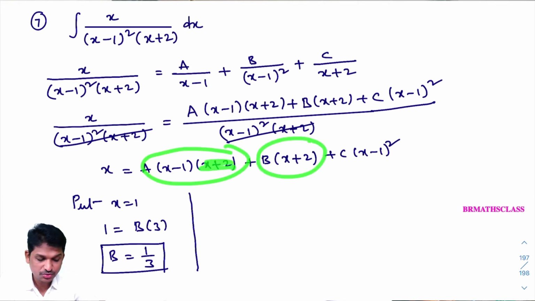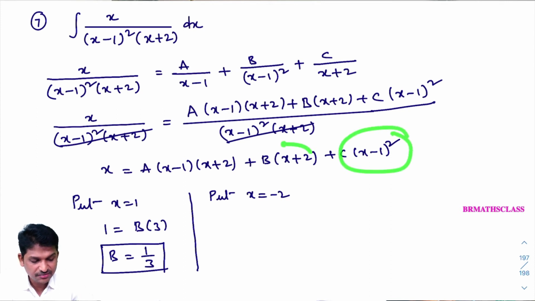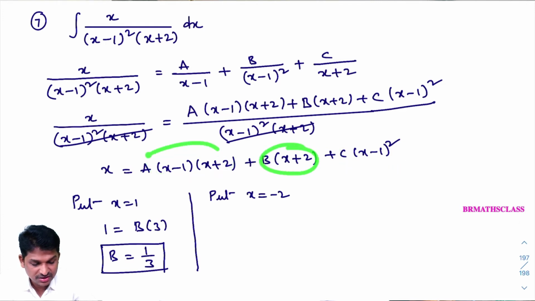You look here, x plus 2. X plus 2 is there in both the terms. So, x plus 2 equal to 0 means x equal to minus 2. Good. Put x equal to minus 2. Why am I putting x equal to minus 2? Because I want to get c value. To get c value, I want to make these two terms 0. That's why I am putting x equal to minus 2. This we discussed in the last class also.